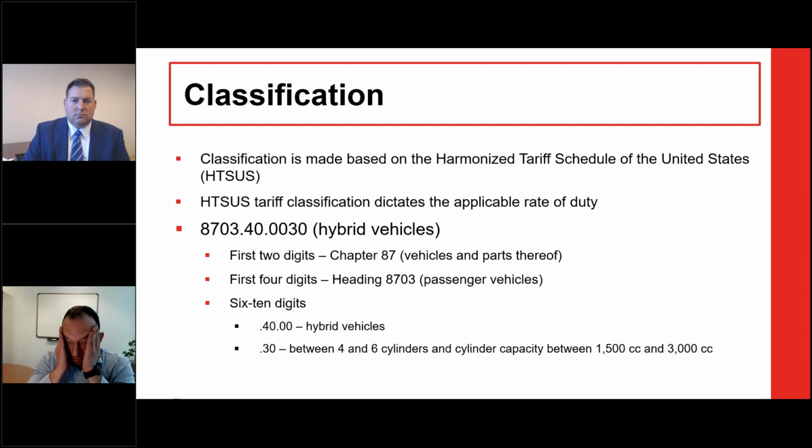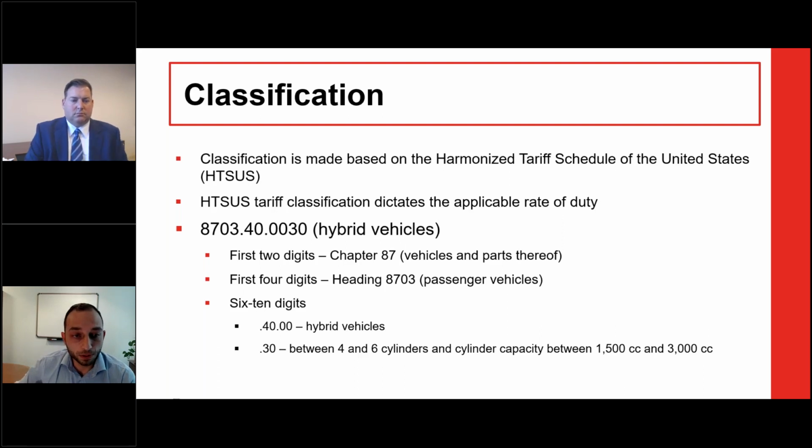So again, we'll give the very basics of classification, but essentially classification is made based on the Harmonized Tariff Schedule of the United States, which is a legal document, and the classification you choose for a product dictates the applicable rate of duty.